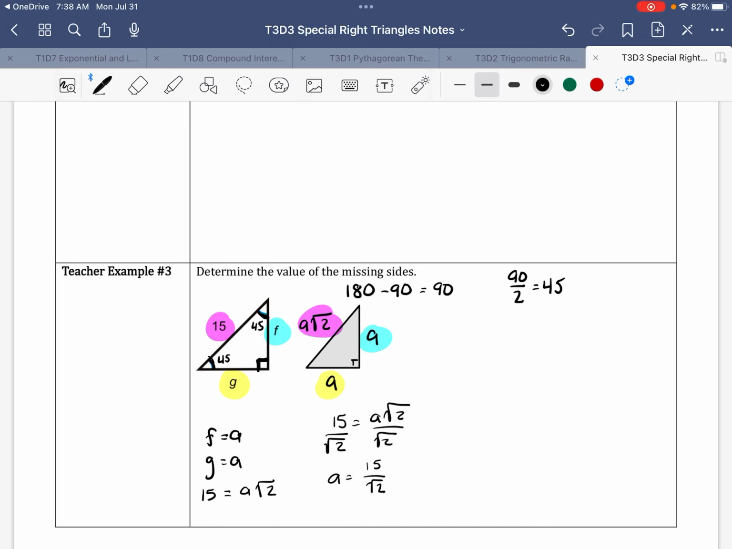However, there is a mathematical convention that asks us not to leave square roots or radicals in the denominator, okay? So while 15 over the square root of 2, the value of that is correct, we have to go about simplifying this just a little bit more, all right? And this process is called rationalizing the denominator.